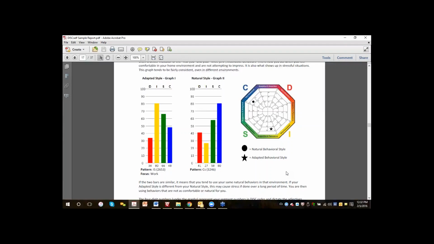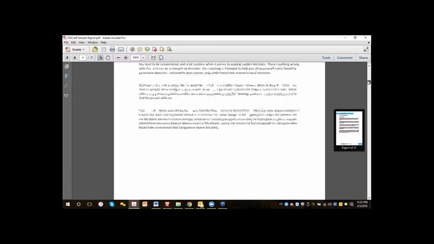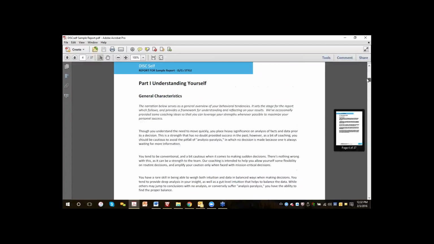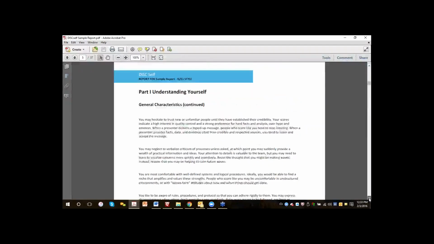But when you see these graphs, here's what you tell your people. You really don't have to tell your people anything. All of the description of what this person is like based on their graph is in the report. First of all, it gives them an overview. These are paragraph overviews, typically 2 pages worth of paragraph overviews.